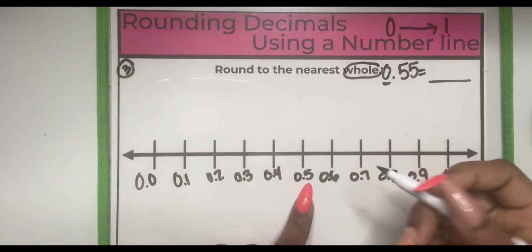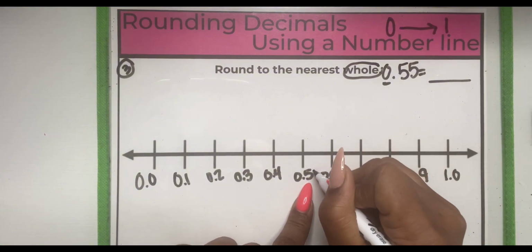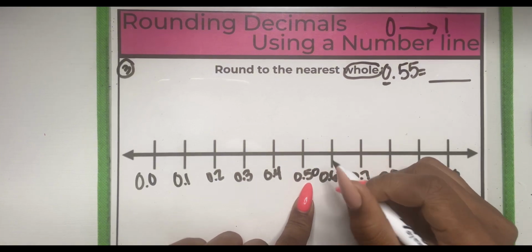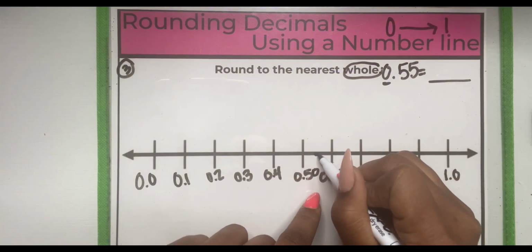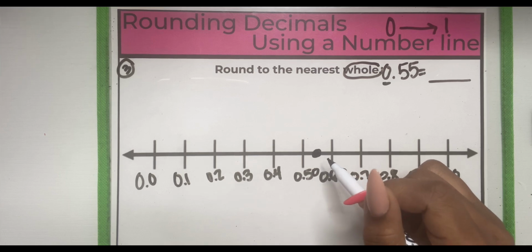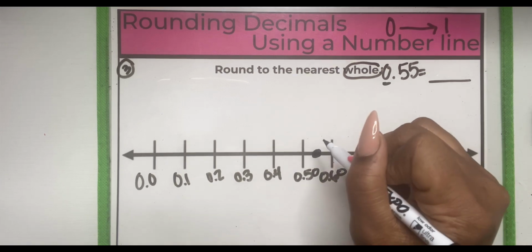All right, if you're here, this is 5 tenths. But what is it as if we said it was in hundreds? All we have to do is add a 0, right? So we're going to put that 0 there. And in between that, we're going to place a dot right there. That's around that 0.55 mark. So we're going to place that there.